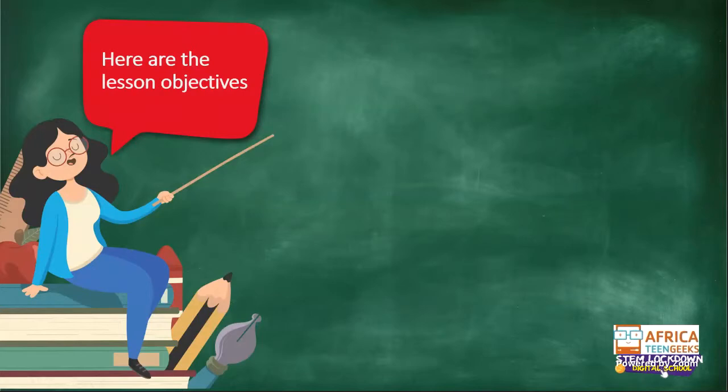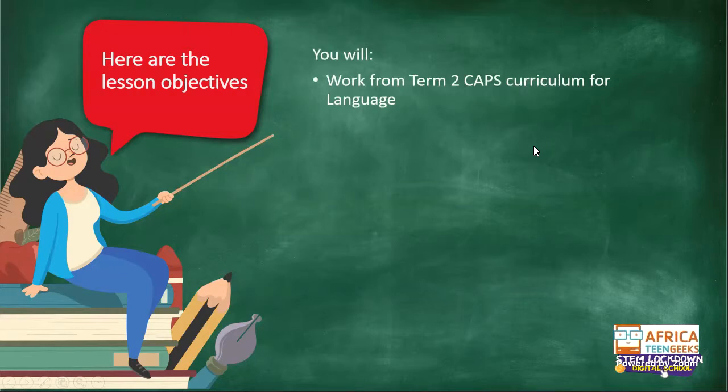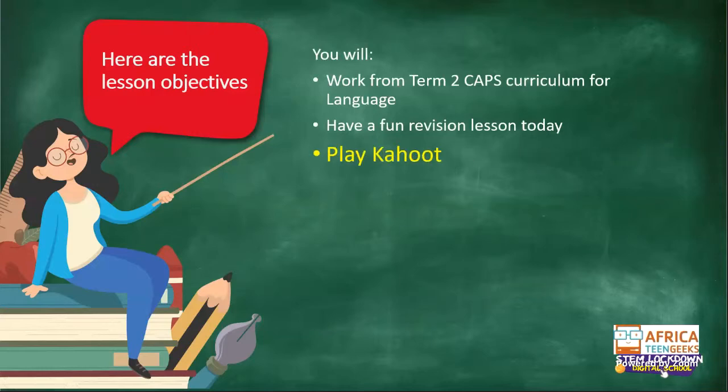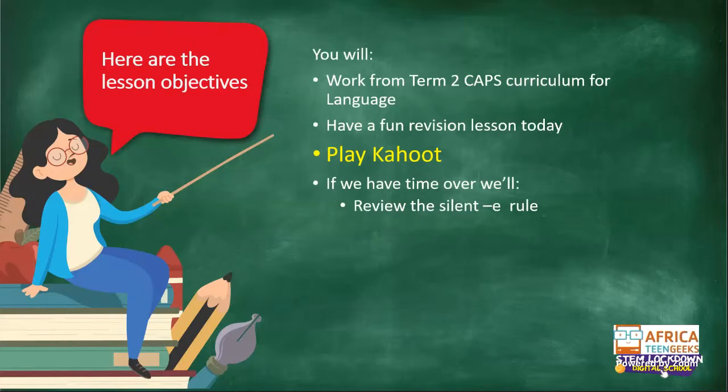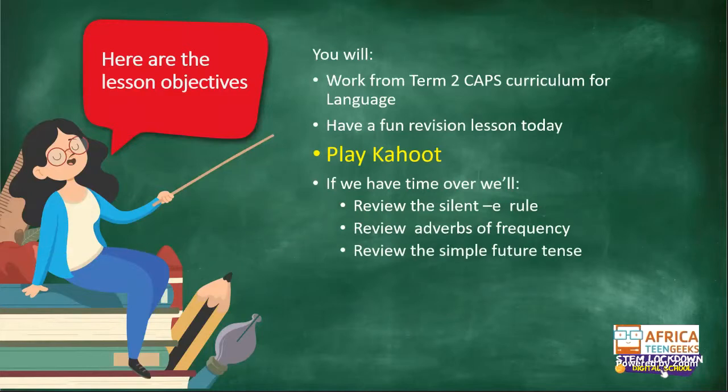So what are we going to do today? We are going to work from term 2 CAPS, and we are going to have a fun revision lesson. We are going to play Kahoot. So have you all got a second device, or are you all ready to play Kahoot? Yes, I see the yeses. Good. Now, if it happens that we finish our Kahoot, then we'll just do these 3 things here. We'll review the silent E rule for language. We'll review adverbs of frequency, and we'll review the simple future tense. Okay? Good. Got it. Great.